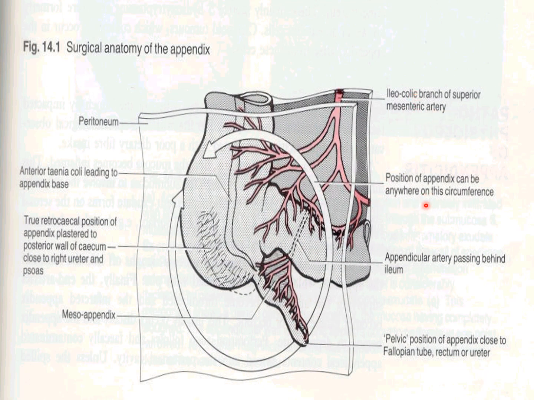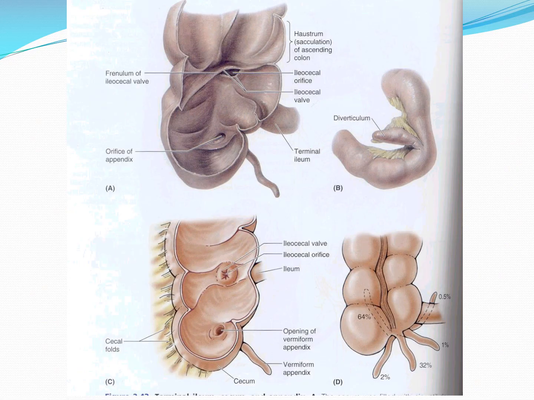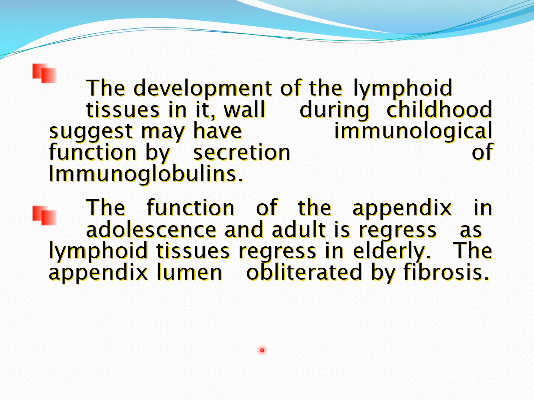The position of the appendix can be anywhere on the circumference. The appendicular artery passes behind the ileum. The pelvic position of the appendix is close to the fallopian tube, rectum or the ureter. So when the vermiform appendix gets inflamed, being an end artery, it becomes gangrenous. There is a removal of the appendix. This clinical condition is given the name appendicitis.